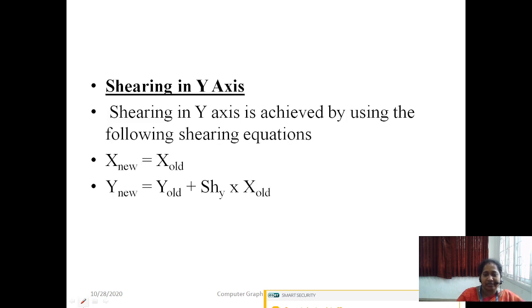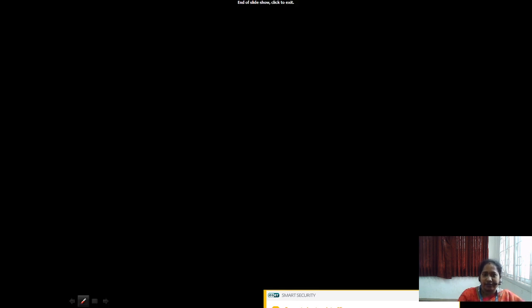Next, shearing based on y-axis. What is the formula? x new equal to x old, y new equal to y old plus the shearing parameter based on y-axis into the old value of x.